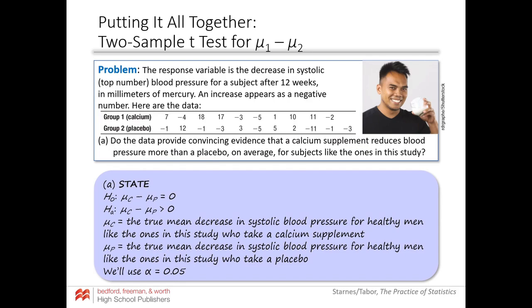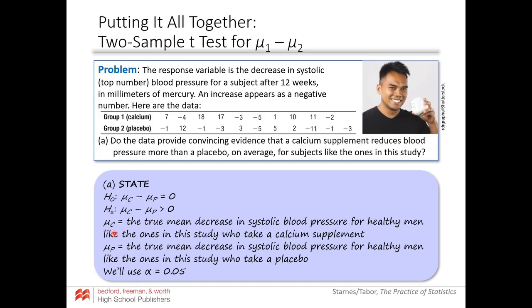All right, so in our state portion, you should have had your null hypothesis equaling 0, and then your alternative hypothesis, again, if we were doing calcium minus placebo, being greater than 0, okay? You can do mu1 minus mu2, that's fine. Just make sure you label them.